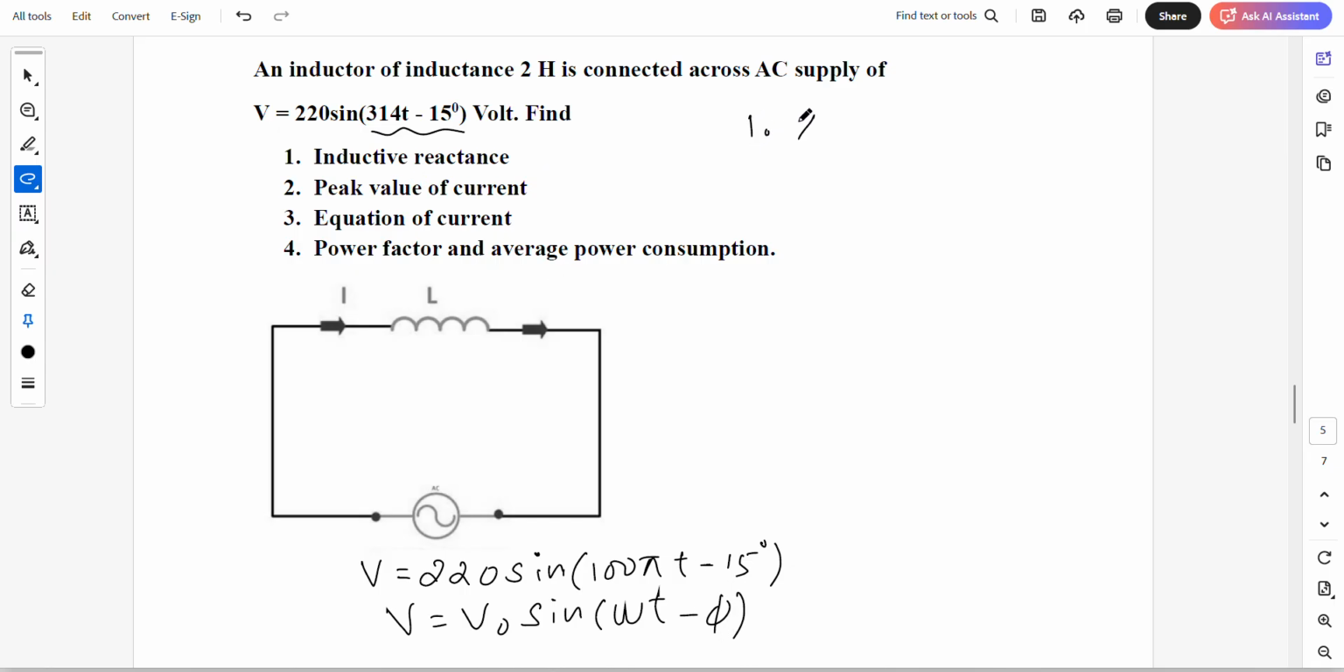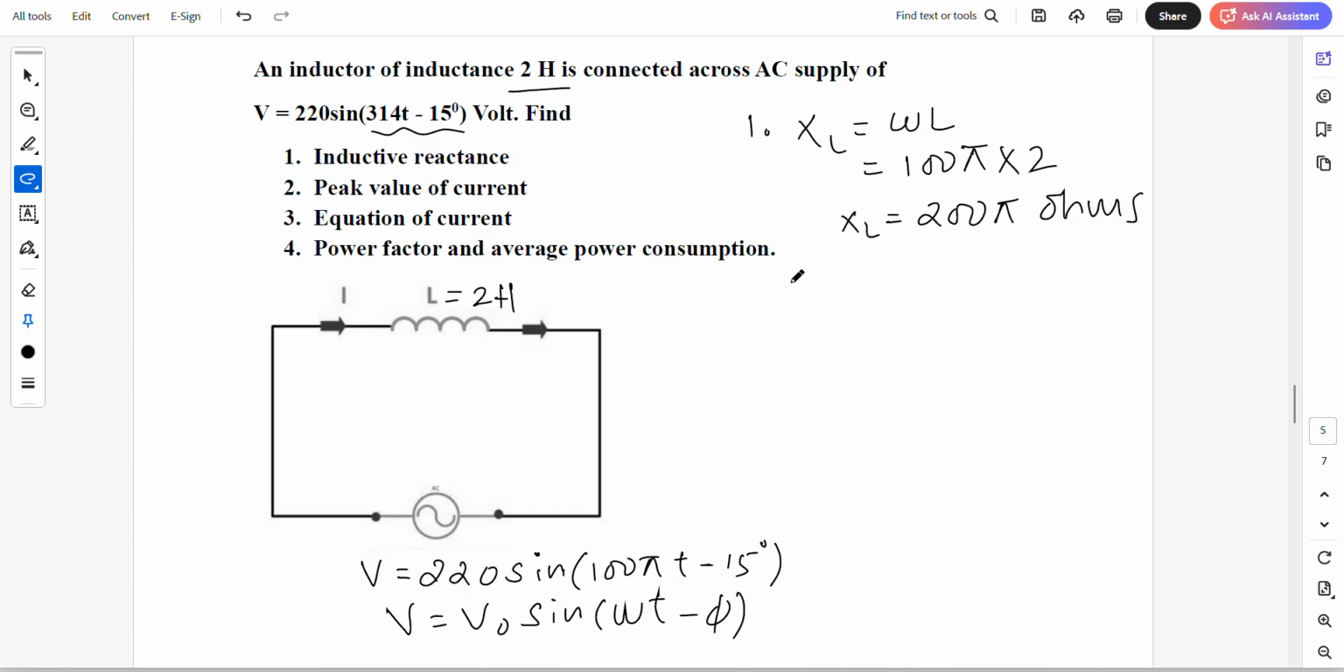Inductive reactance. We know that XL is equal to omega into L. Omega is how much? Compare this. Omega is 100 pi, into what is the value of L? Inductance 2 Henry they have given. 100 pi into 2. That is equal to how much? That is equal to 200 pi ohms is the answer.